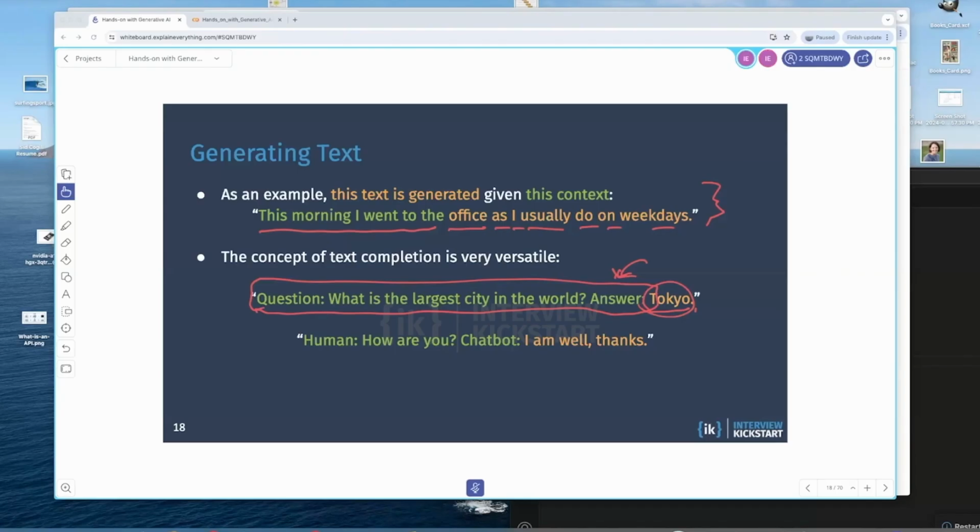Or what if I want to chat with a language model, right? Maybe I can feed it a context that looks something like this: "Human: How are you? Chatbot:" and say, okay, language model, go complete that text. Well, maybe the text that it completes is the text that would be an appropriate response for a chatbot: "I am well, thanks." And now we've used our language model to build a chatbot that we can interact with, just like what ChatGPT does. And so this idea of generating text is super versatile in terms of all the different types of language-related tasks that can be performed.